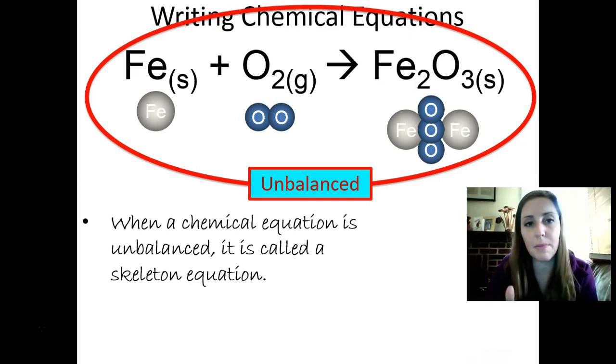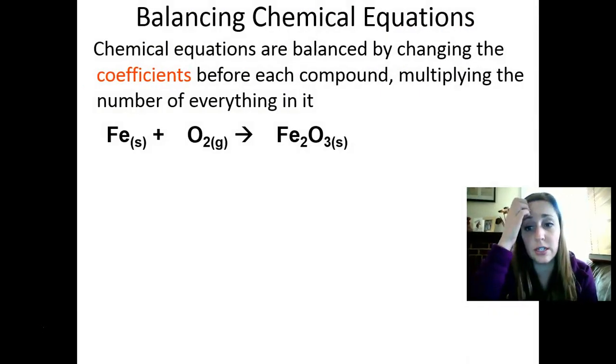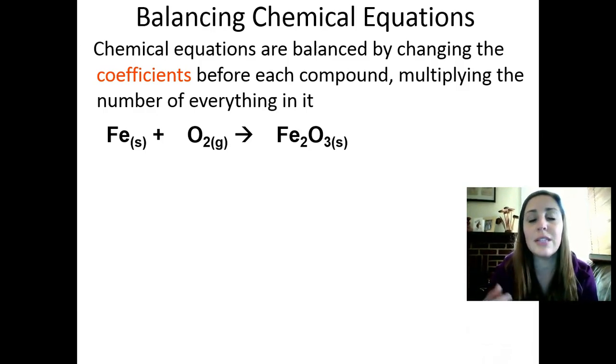This just has the bare bones of what's what, but it's not balanced. It's not real life. So if we want to make it real life, we have to add these things called coefficients. Chemical equations are balanced by changing the coefficients before each compound. So that's a number that multiplies in, and it multiplies the number of everything in it.